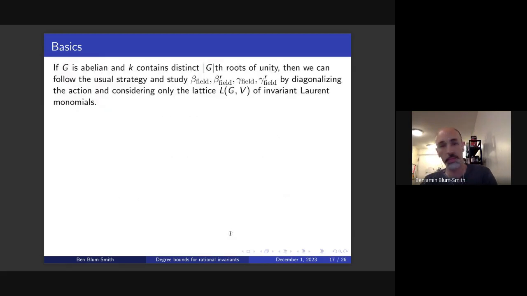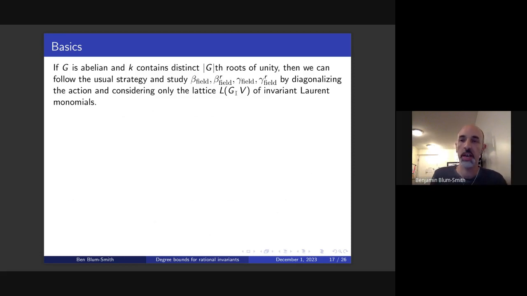Those are the very first things. And now let's talk method. In the case that G is an abelian group and K contains distinct roots of unity of order |G|, then we can use a very common strategy in the study of invariant theory of abelian groups, which is to diagonalize the action so that we can see the action as monomial, all the monomials being eigenvectors for the action. And then we can see the invariant ring and the invariant field only in terms of the monomials.